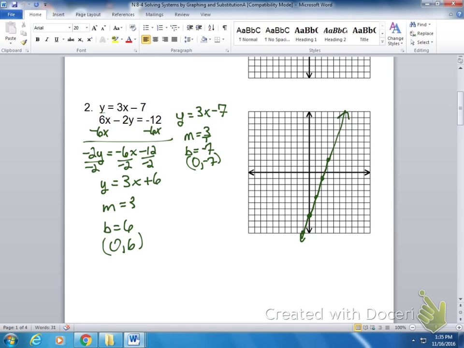My other line starts at 0, 6. 1, 2, 3, 4, 5. Right here. It also has a slope of 3, so up 3, right 1. But I can't go any further, so down 3, left 1.